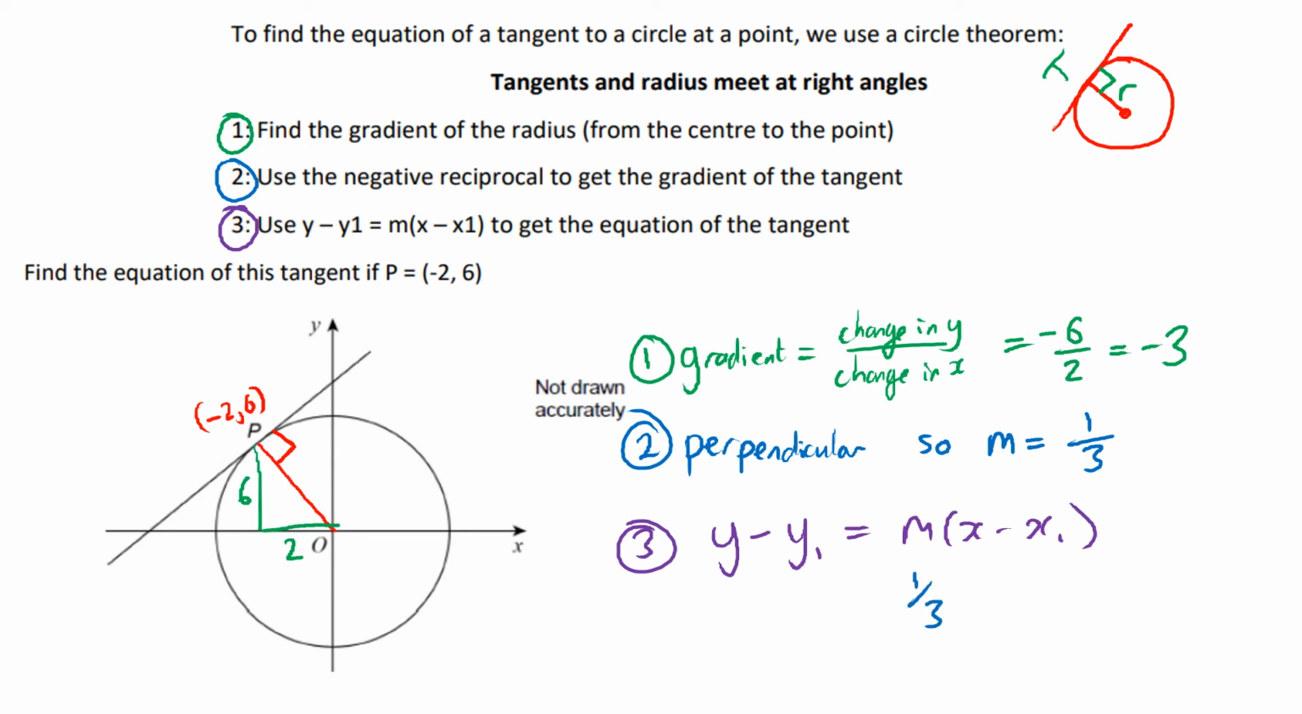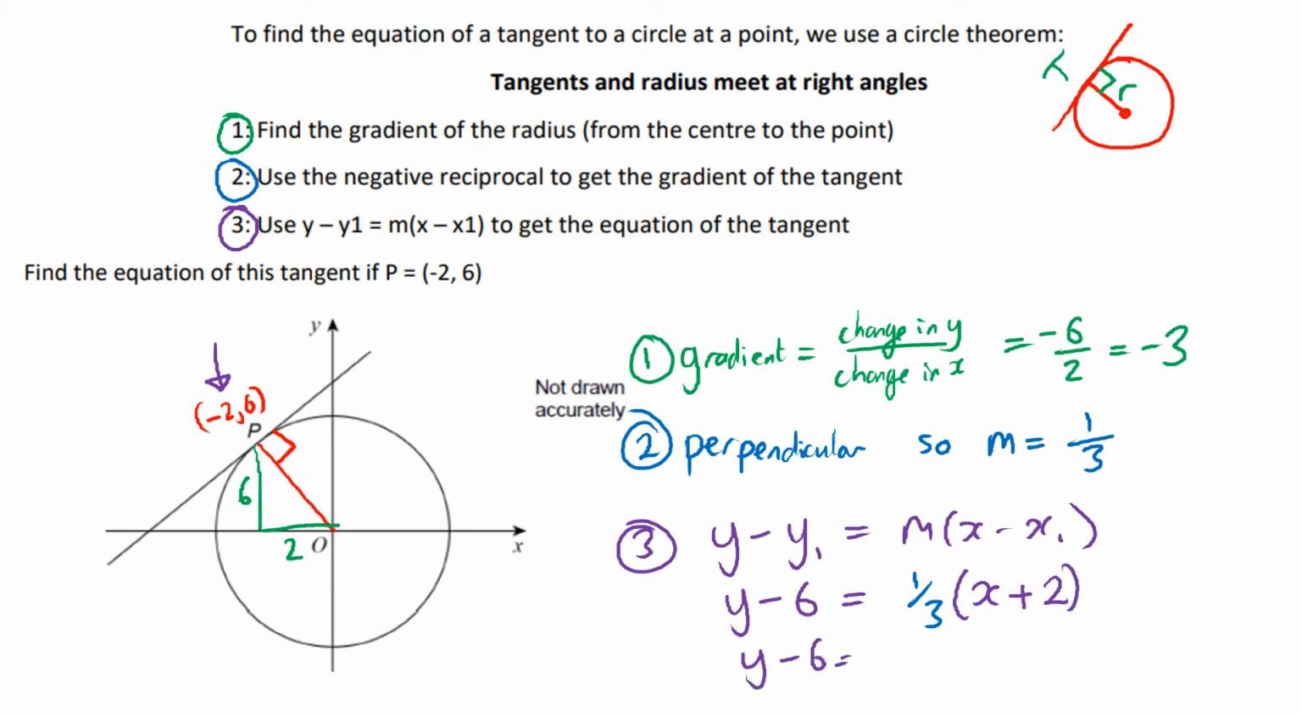And then the point we're going to use is going to be the minus 2, 6, because that's the only point which is on the tangent that we know about. So I'll have y minus 6 is a third x plus 2. Plus because it's minus minus 2.